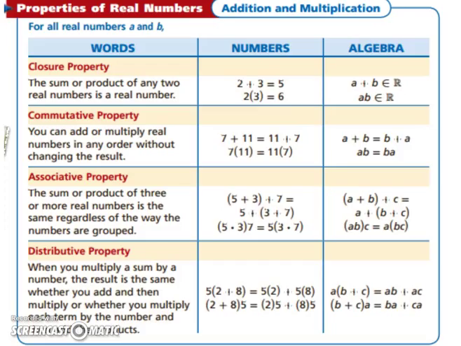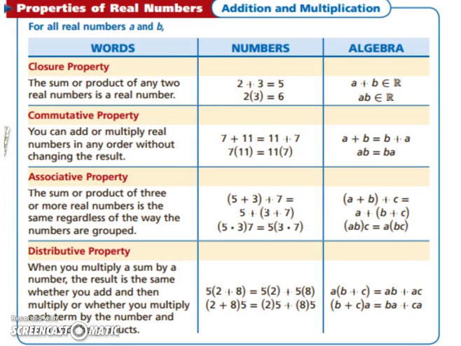Let's look at some more properties of real numbers. The closure property: the sum or product of any two real numbers is a real number. So 2 plus 3 is 5. The sum or product of any two real numbers is real. So 2 and 3 and 5 are all real. 2 and 3 and 6 are still all real.